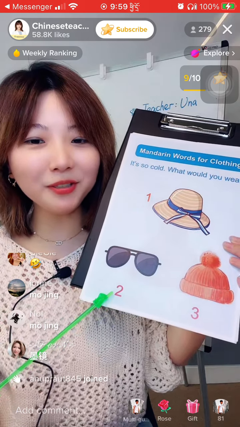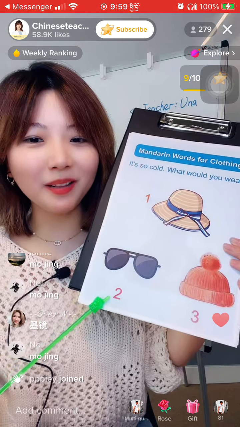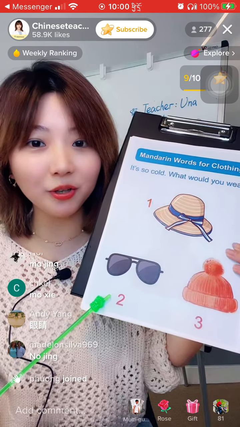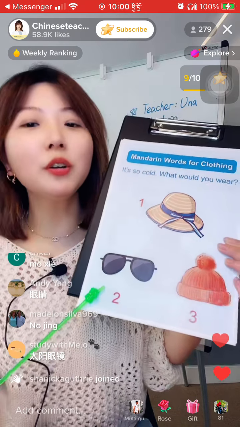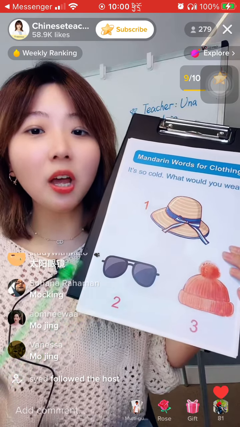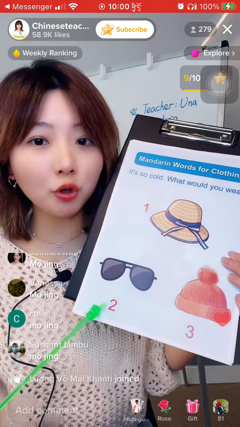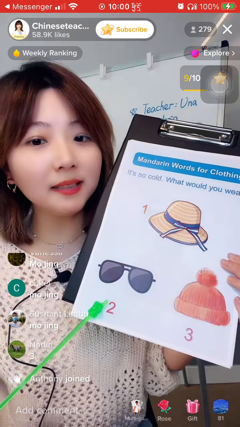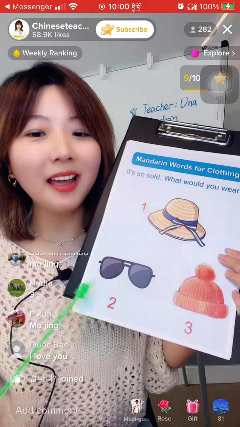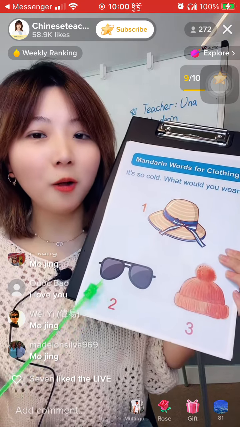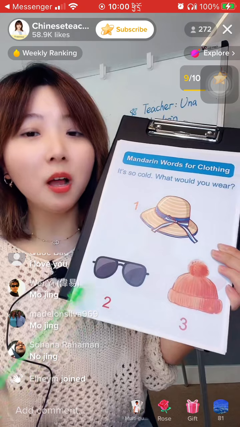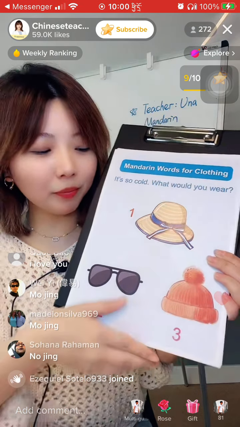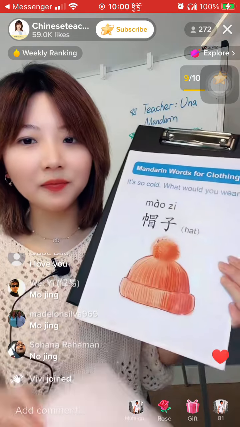What's the Mandarin for number two? I explained this. Very nice! Wow, you guys have very good memory. We don't say 太阳眼镜. I mean, you can say that, but we do have an easy word for that. It's called 墨镜. M-O, very good. 墨镜。墨 means black and dark. Okay, so number three is something we're going to learn today.